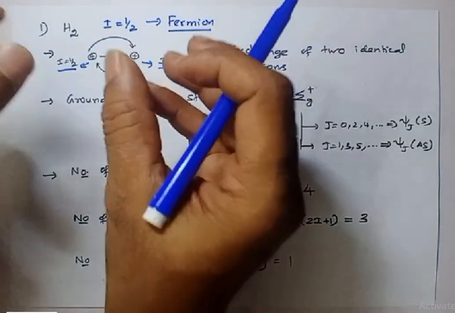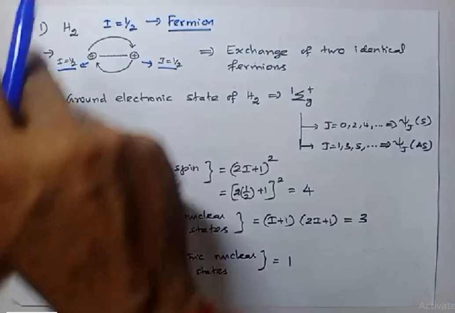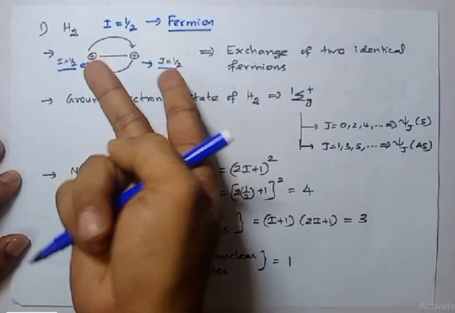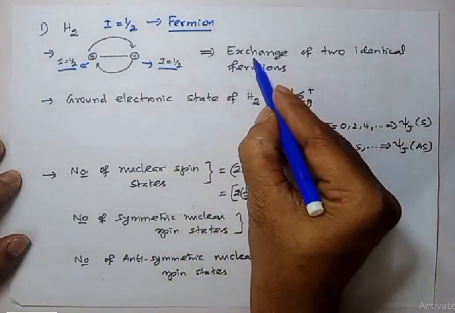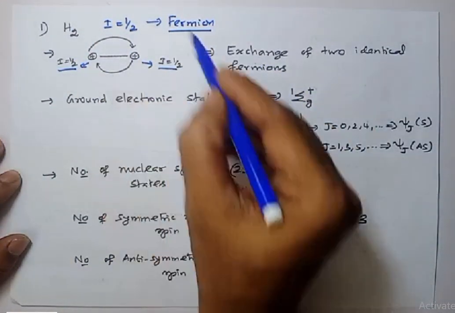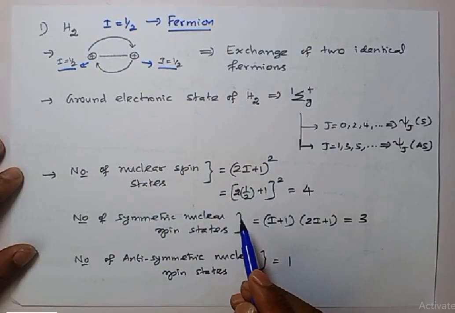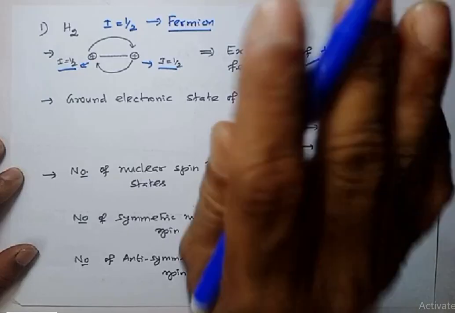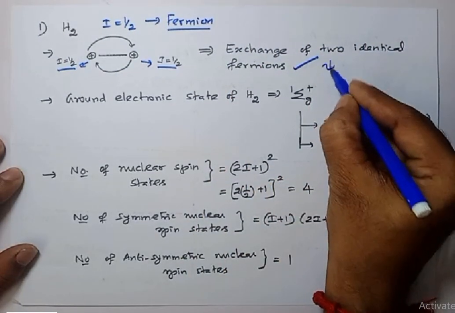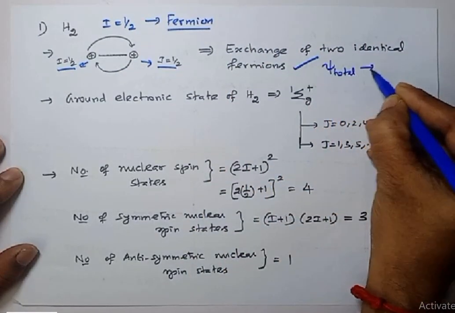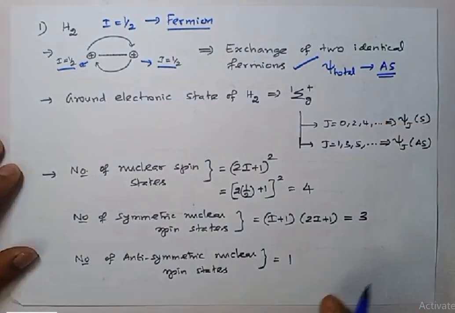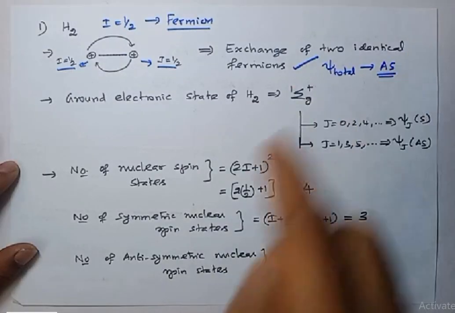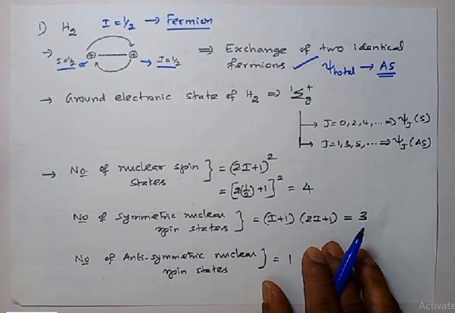They are identical fermions. When the molecule undergoes rotation, what will happen? The two identical fermions exchange position. Exchange of two identical fermions takes place when the molecule undergoes rotation. Keep this point in mind, very important. When exchange of two identical fermions takes place, you know very well, the total wave function must be antisymmetric according to the Pauli principle.